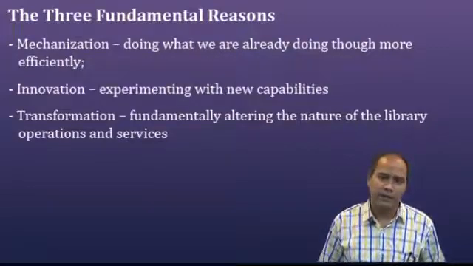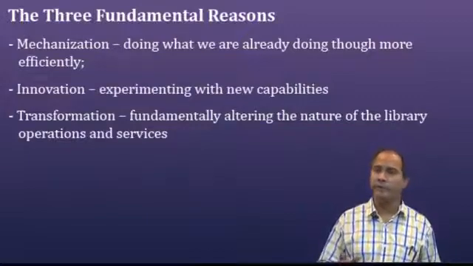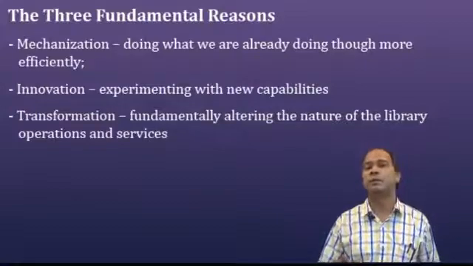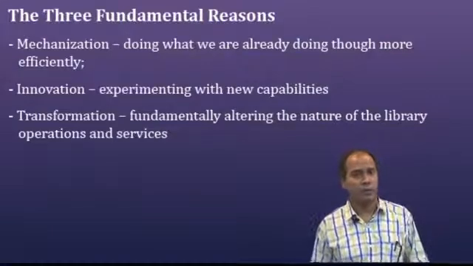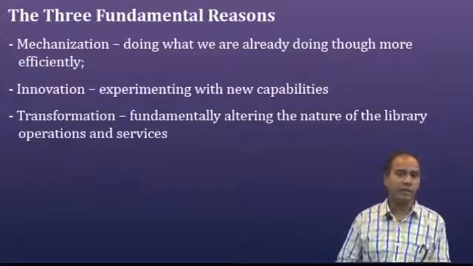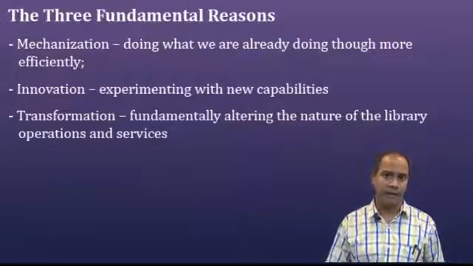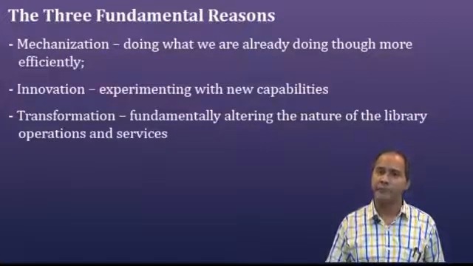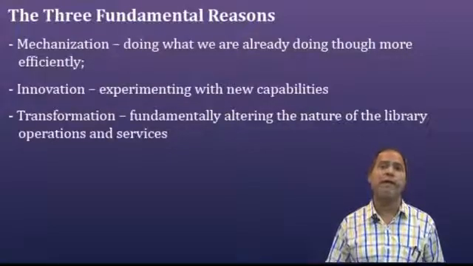So the moment I told you that your library materials can be linked dynamically with different open data sets, that is a fundamental transformation from your static library system to a dynamic library system. So as a whole, or in summary, you can see that library automation helps us in mechanization, innovation and transformation, and these three factors are required to keep pace with the ongoing changes in the socio-technical arena.